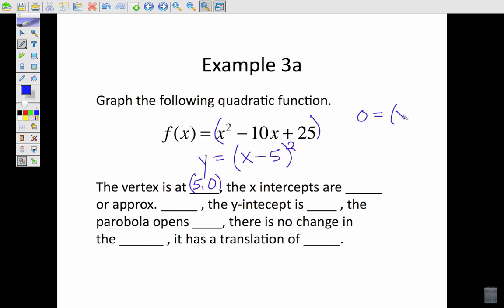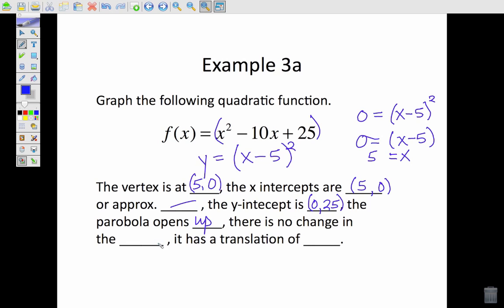The x-intercepts, if I set this y equal to 0 and I solve for x, you take the square root of 0, you just get 0, and then you add the 5 over. So my only x-intercept is x equals 5. So (5, 0). We don't have any other way to write (5, 0). My y-intercept here, 25. So (0, 25).